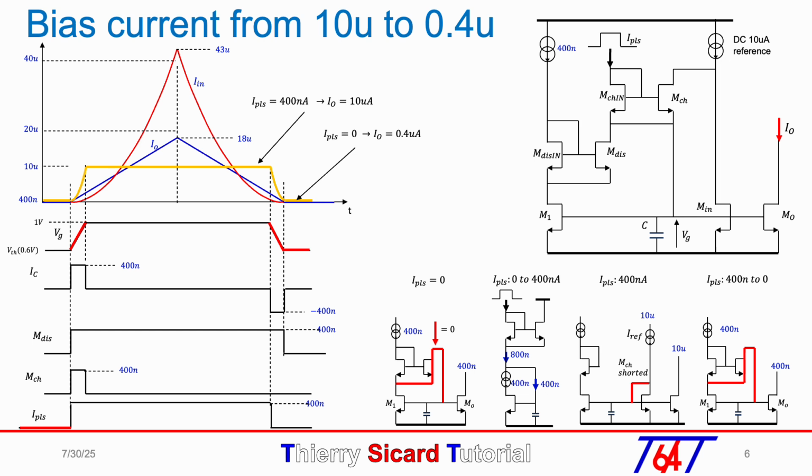When MDIS shorts the drain to the gate of M1, M1 and M0 form a current mirror powered by the 400 nanoamp current, causing a 400 nanoamp pull up of the M out.